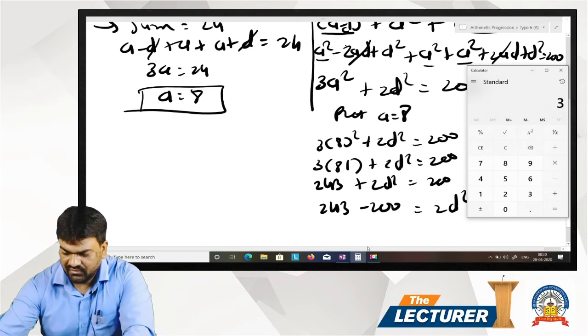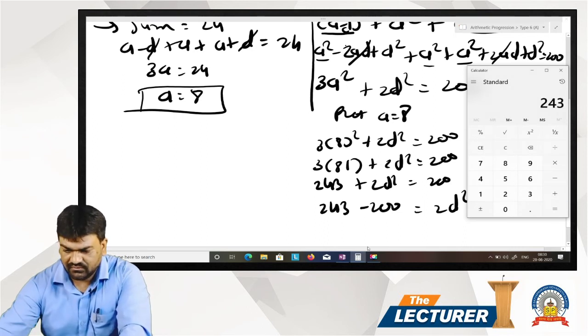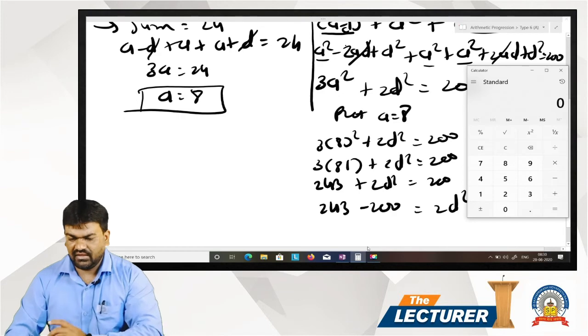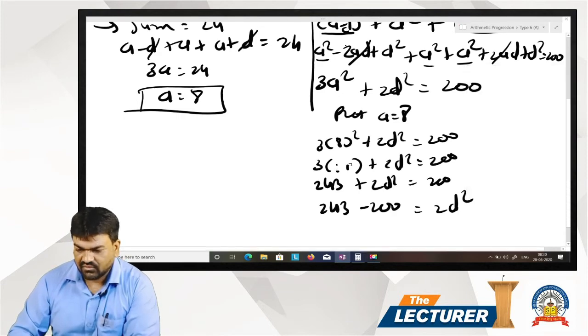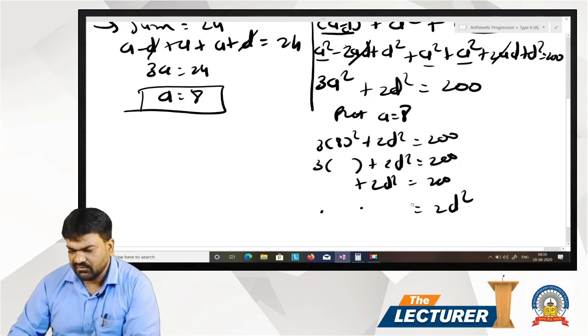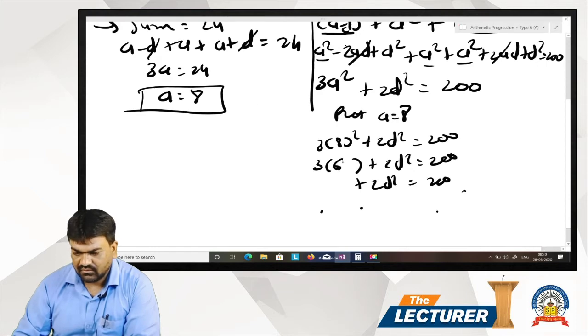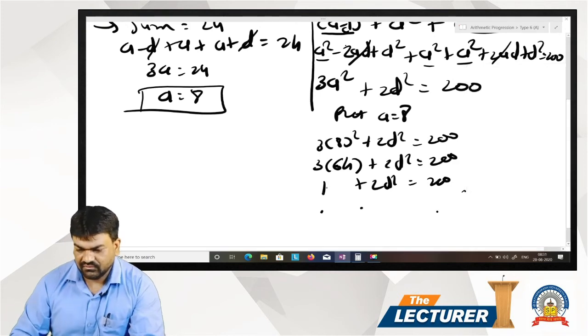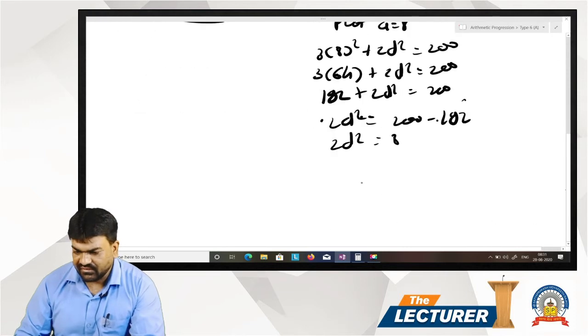So 2d square is equal to 200 minus 192, 2d square is equal to 8, so d square is equal to 4, so d is equal to plus or minus 2.